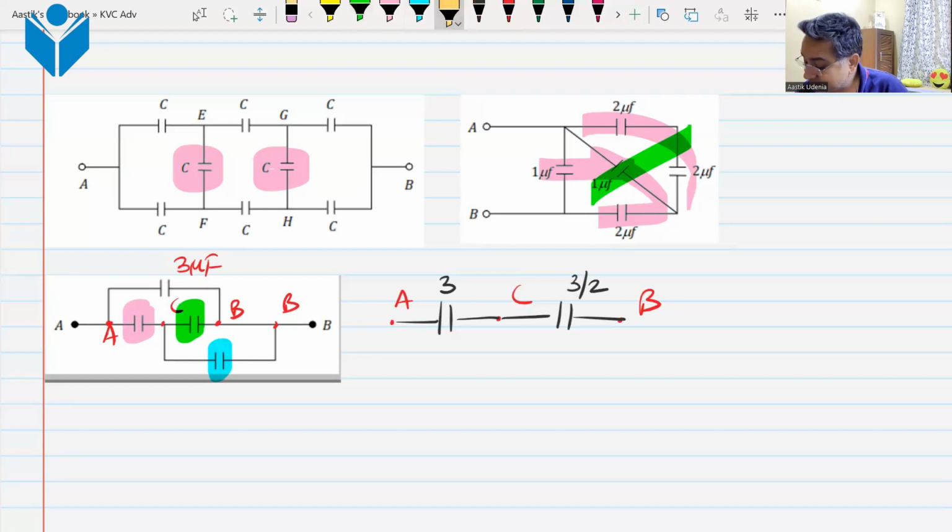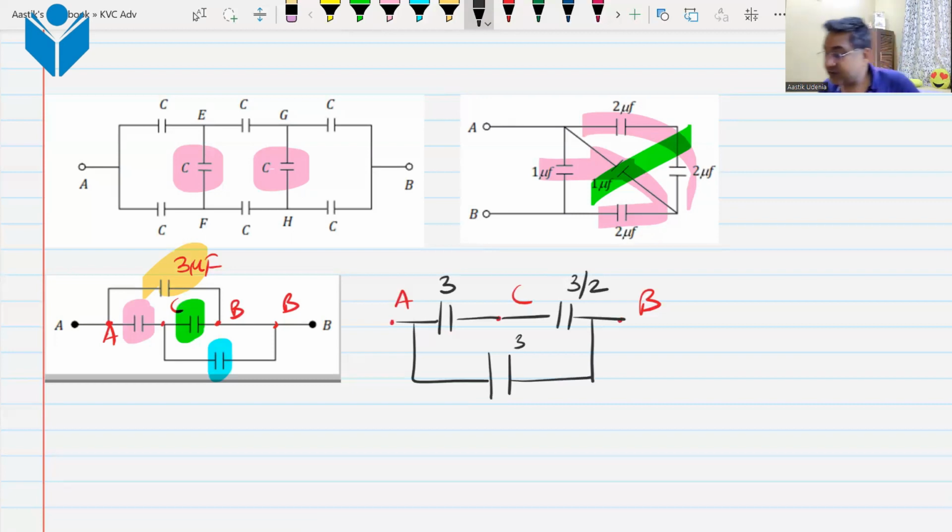Then this one is connected between A and B. So you can connect it like this. And this would be your equivalent circuit. Yes or no? Yes. 3 and 3 by 2 are in series, and then it is in parallel with 3. What is the answer that you are getting? Have I done it correctly or wrongly? Yes, sir. It is correct, sir. 11 by 2.